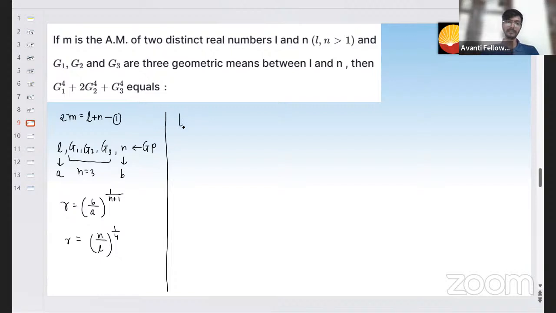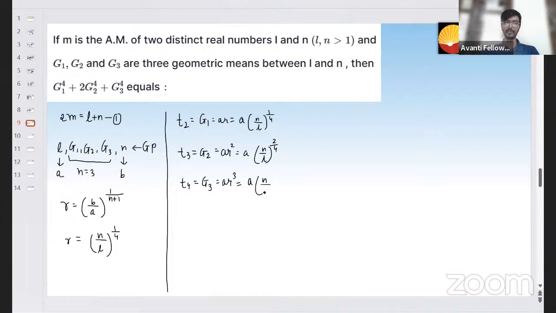G1 is the second term, which is T2, which is AR, which is A into N upon L raised to the power 1 by 4. Now G2 will be T3, AR square. So A into N by L raised to the power 2 by 4. And lastly T4, which is G3, which will be AR cube. So that is A into N by L raised to the power 3 by 4.